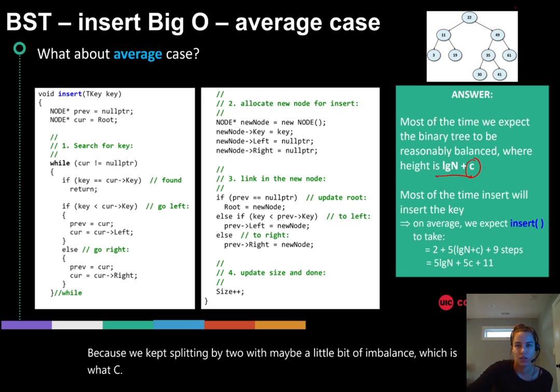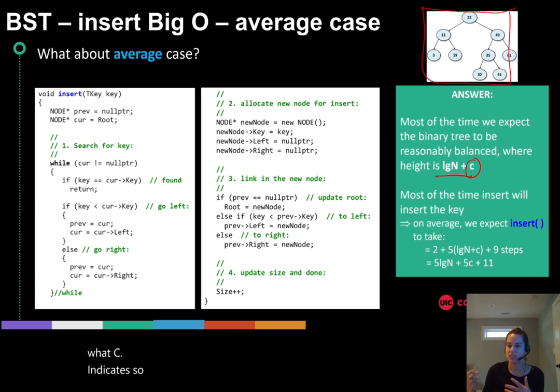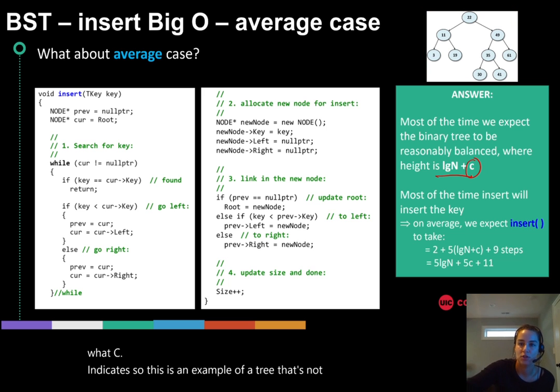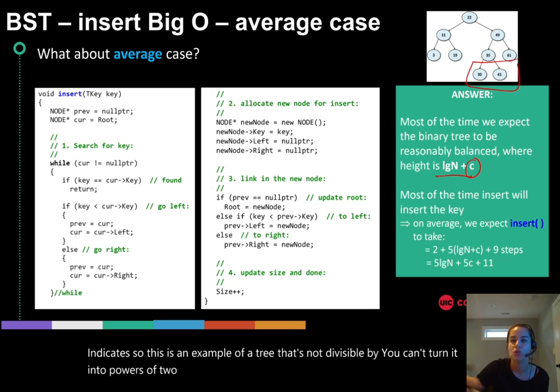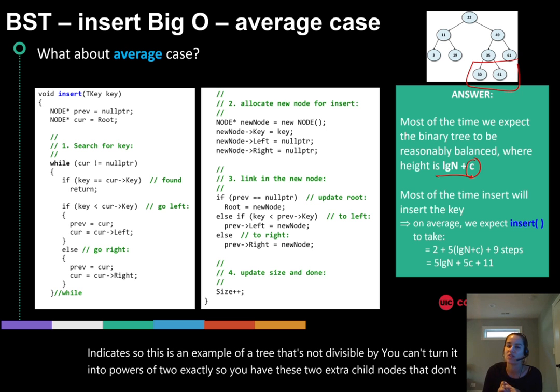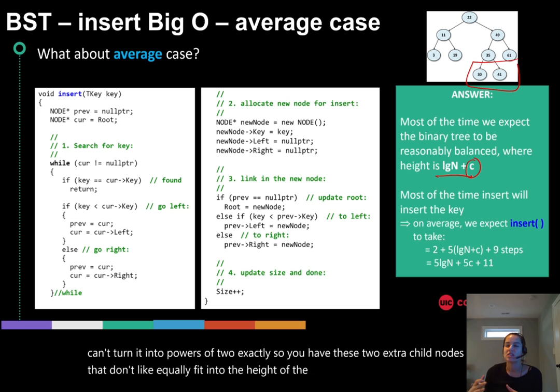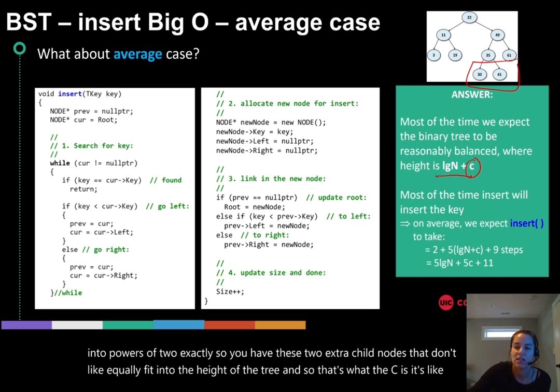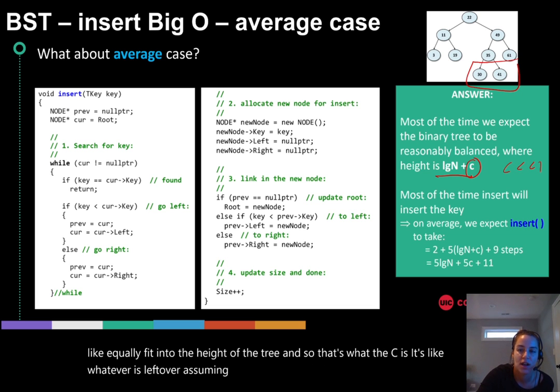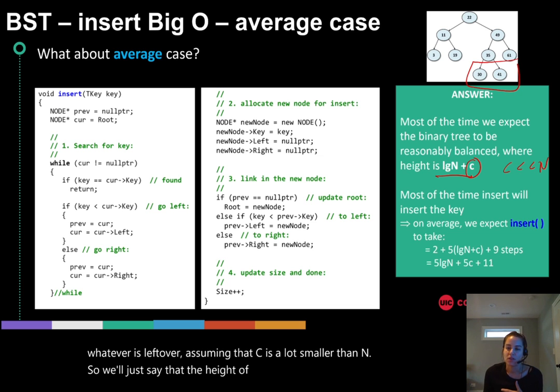indicates. So this is an example of a tree that you can't turn into powers of 2 exactly. You have these 2 extra child nodes that don't equally fit into the height of the tree. And so that's what the C is. It's whatever's left over, assuming that C is a lot smaller than n. So we'll just say that the height of our tree is log n plus C.